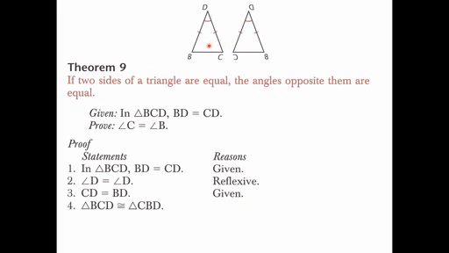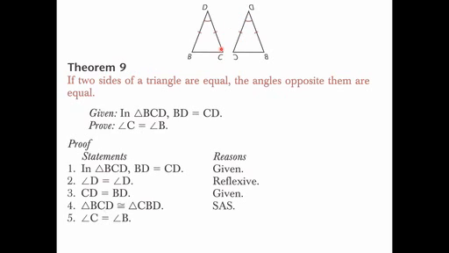You only have two choices, right? Hopefully you can think of those. We've got SAS or ASA. Which one? Hopefully you came up with SAS, because we have two sides and the included angle on this triangle equal to two sides and the included angle on this triangle.